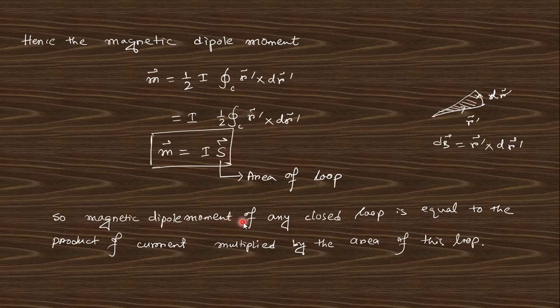So the magnetic dipole moment of any closed loop is equal to the product of the current of this loop multiplied by the area of this loop. So the dipole moment is nothing but I times S, that is, current into area. Current into area is the dipole moment. Clear? Go to the next one.